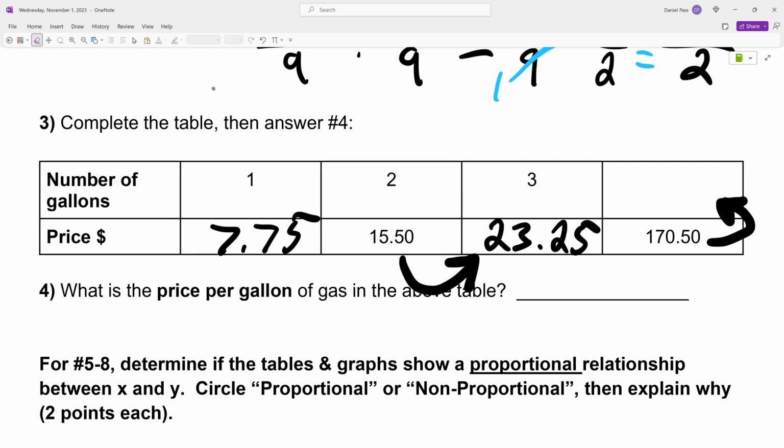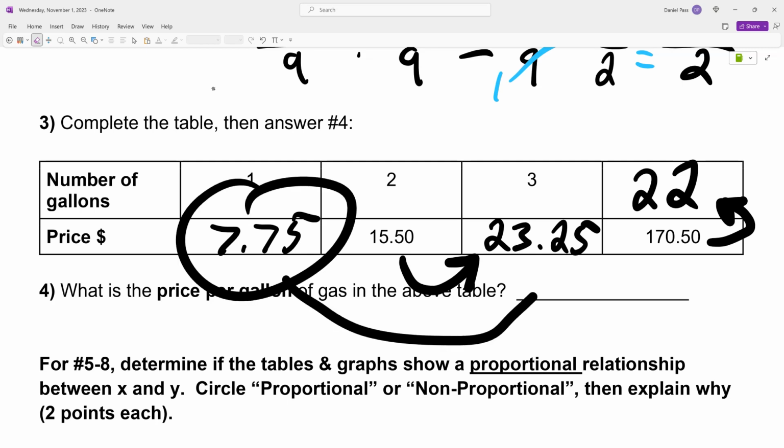And how do we find this one? That's division. So we go 170.50 divided by 7.75. What do we get? 22. Is that right? Did anybody else do that? Is that correct? Yeah. Cool. All right, good. And what is the price per gallon? We already have that answer. It's $7.75. All right, cool.